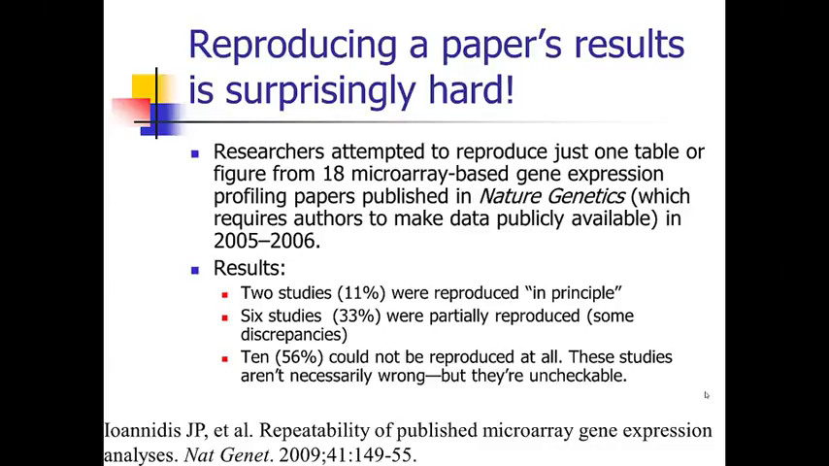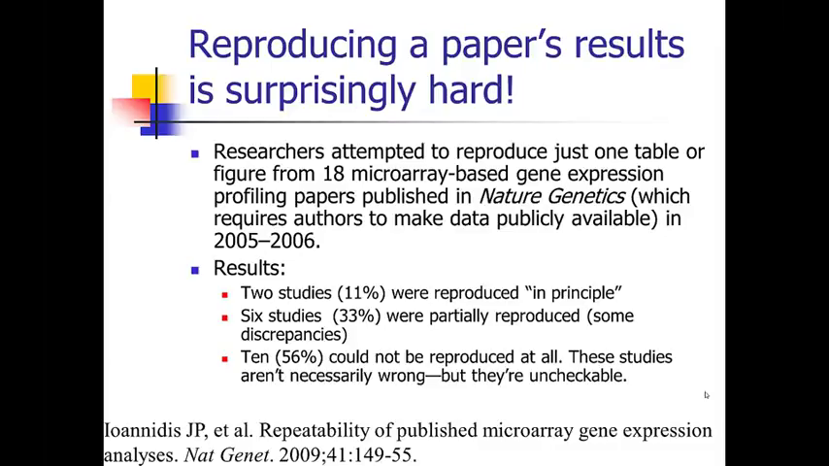Nature Genetics requires authors of that type of paper to make the data publicly available. So they went through these 18 papers. They really worked very hard to try to reproduce a table or a figure. Even though all the data were available, they were only able to do it for 2 studies, just 11%. And they reproduced these only in principle, meaning that there were some slight differences from the published version. An additional 6 studies were partially reproduced with some discrepancies, and 10, the majority of studies, could not be reproduced at all.